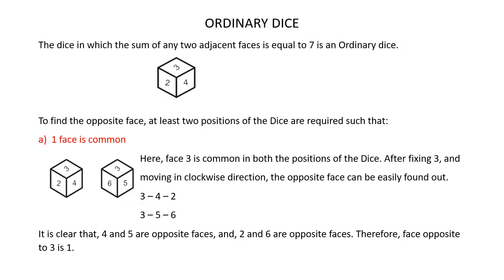Let's now learn more about the ordinary dice. The dice in which the sum of any two adjacent faces is equal to 7 is an ordinary dice. Now, as you can see in this dice, 4 and 3 are adjacent sides and 4 plus 3 is equal to 7. So, this is an ordinary dice. Now, to find the opposite face in an ordinary dice, at least two positions of the dice are required.